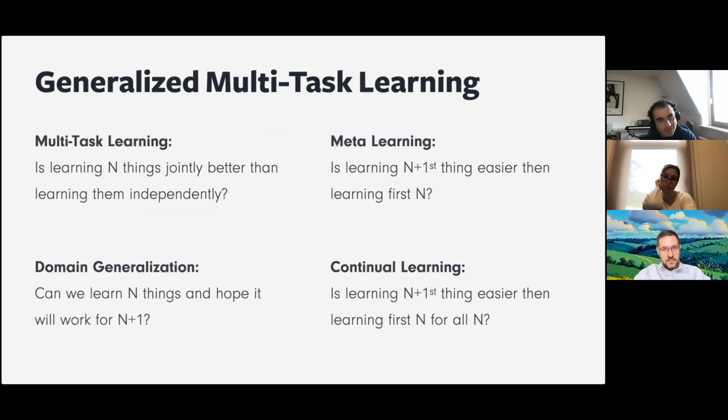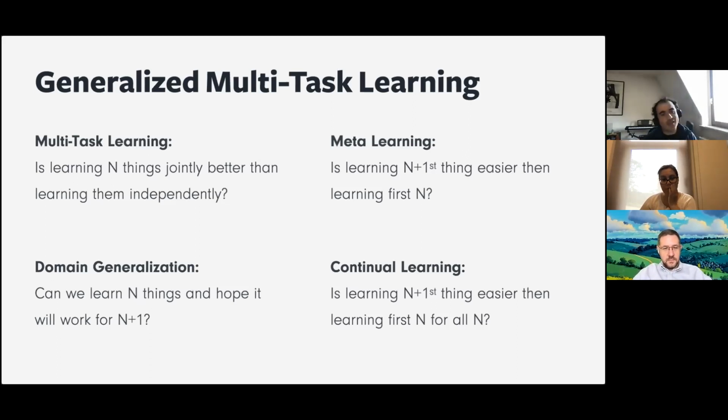And meta learning is basically asking, if I am given a budget of first learning n problems, and I am required to be examined only after I learn n of them, and only tested on the n plus first one, is learning the n plus first thing easier than learning the first n? This is the actual title of a paper by Sebastian Thrun from 1985: Is learning the n plus one task easier than learning n?